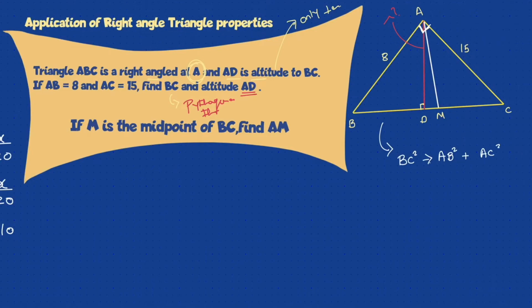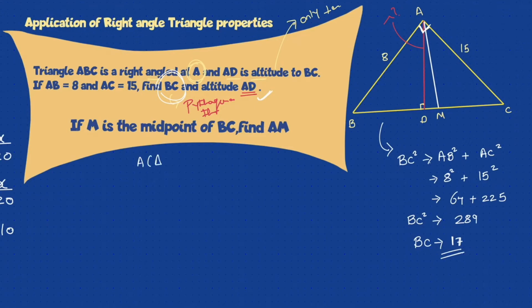I am being asked the hypotenuse because the angle A is equal to 90 degrees. So BC square is equal to AB square plus AC square. 8 square plus 15 square is nothing but 64 plus 225. If I add both of them, 289. BC is equal to square root of 289, which is nothing but 17. 17 square is 289. So I know the first part of the question is very clear. Even without knowing any properties, I know BC is equal to 17.